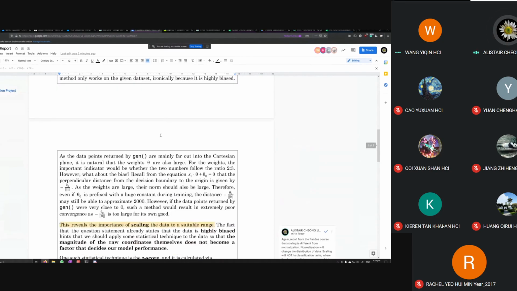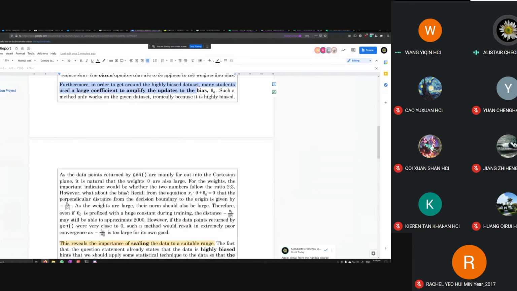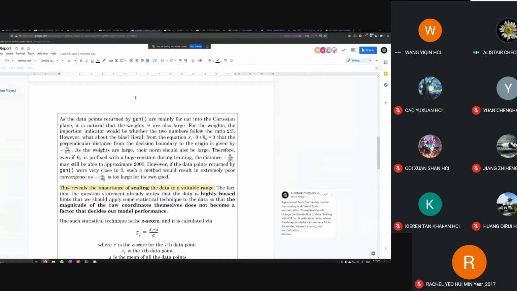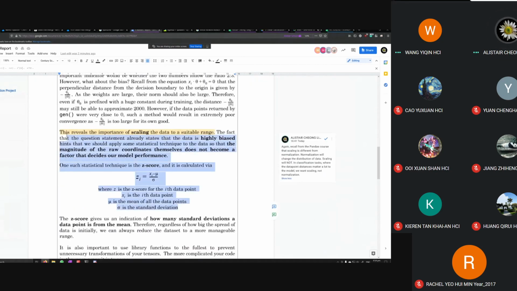Okay, and here we again have a more detailed explanation for why it doesn't work if you use a large coefficient to amplify the updates to the bias. So you can read this if you want. East has already explained it, so you can either review the recording or go back here to read it. So what he didn't mention just now would be that because we already told you in the question statement, right, that the data is highly biased. So this is kind of a hint for you to perform some sort of scaling on the data so that it's more manageable.